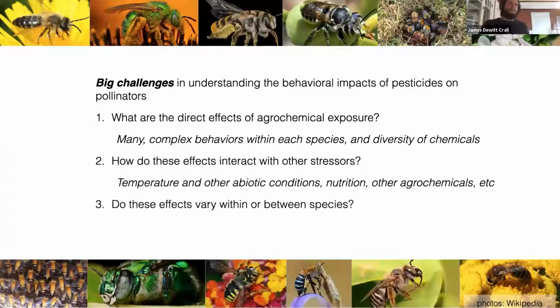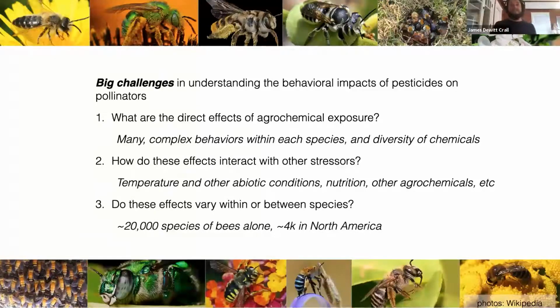And finally, the third tier of this challenge, I think, is that it's likely, and there's good reason to think, that these effects can also vary even within the life cycle of a single species or across different species. There are about 20,000 species of bees across the globe, and that's just bees, not even talking about other insects and pollinators, much less the 5 million species of insects across the globe. Just in North America, we have about 4,000 native pollinators, and they all have their own unique set of behaviors they have to perform.